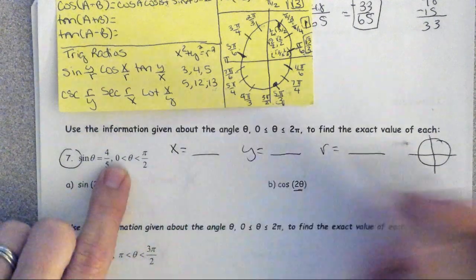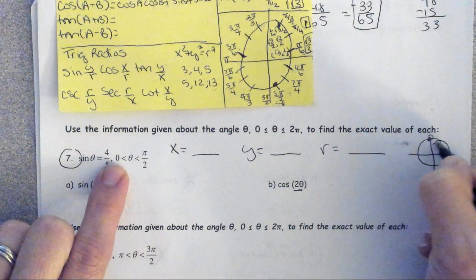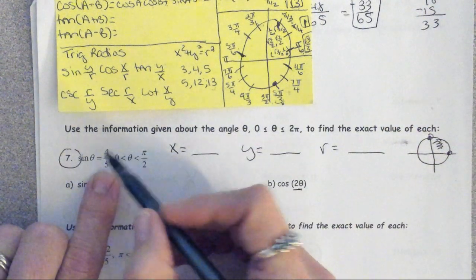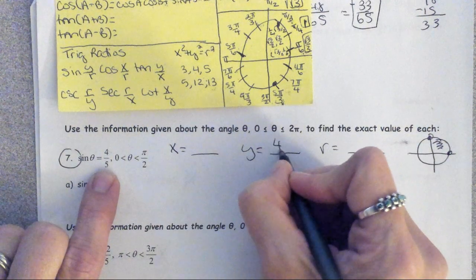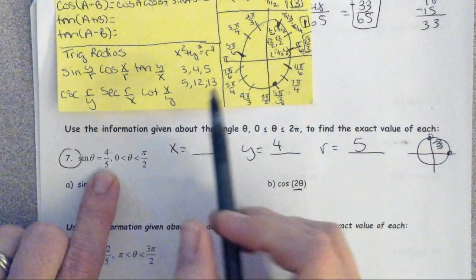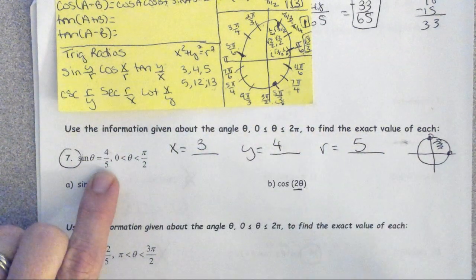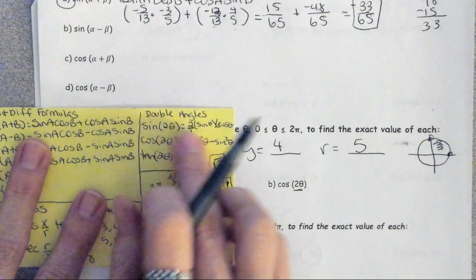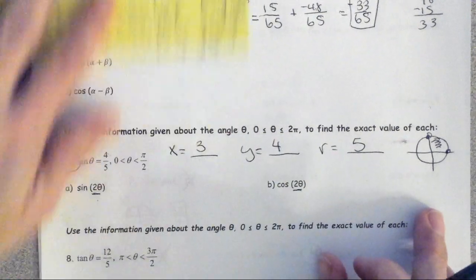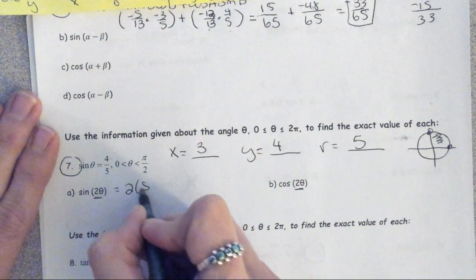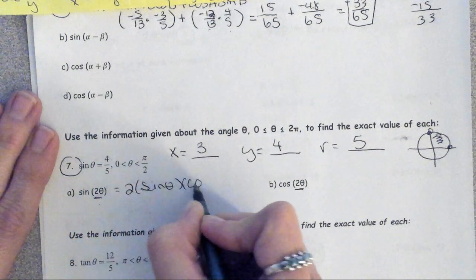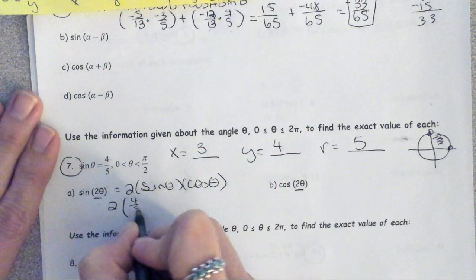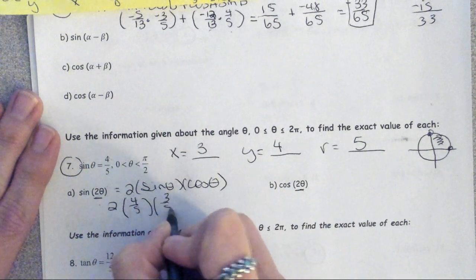This particular problem tells me I'm between 0 and pi over 2, which puts me in quadrant 1, which means everybody's positive. Because I have sine, I have the y over the r, so 4 and 5, and this is another triple, 4 and 5, 3 goes with it. Now that I have my x, y, and r, I can plug into my formula. First double sine, I'm going to do 2 times sine times cosine. So 2 times sine, sine is 4 over 5, and cosine is 3 over 5.